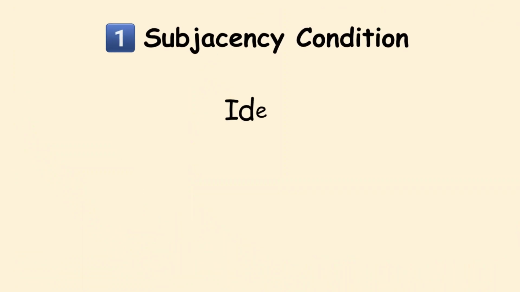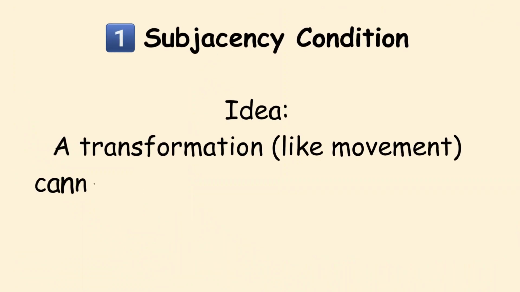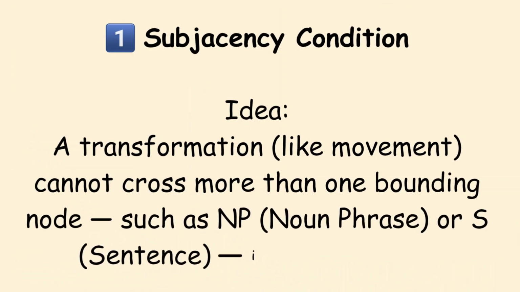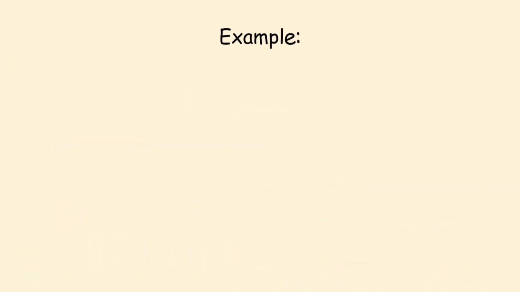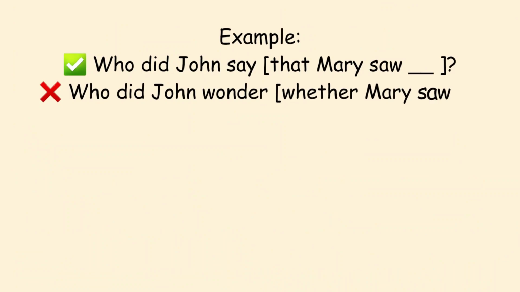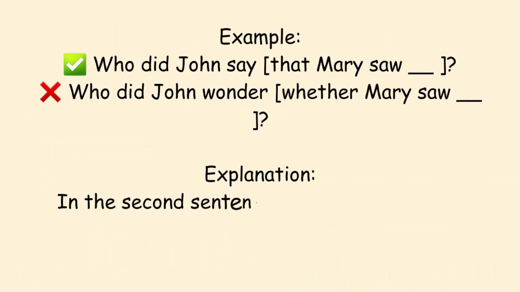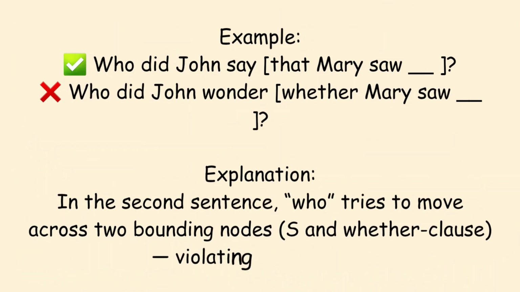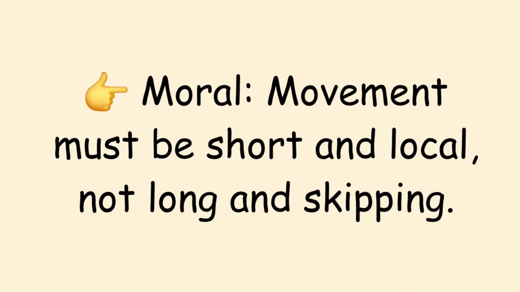First, subjacency condition. A transformation, like movement, cannot cross more than one bounding node, such as NP, noun phrase, or S, sentence, in a single step. Example. Who did John say that Mary saw? Is correct. Who did John wonder whether Mary saw? Is wrong. In the second sentence, who tries to move across two bounding nodes, S and whether clause, violating subjacency. Moral. Movement must be short and local, not long and skipping.